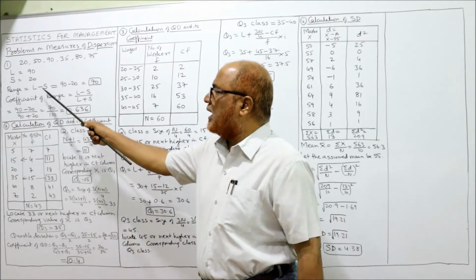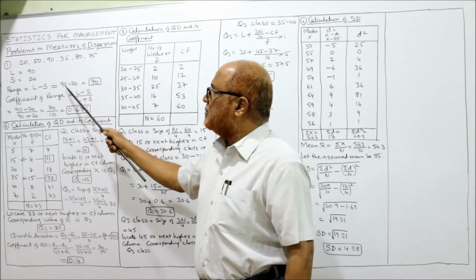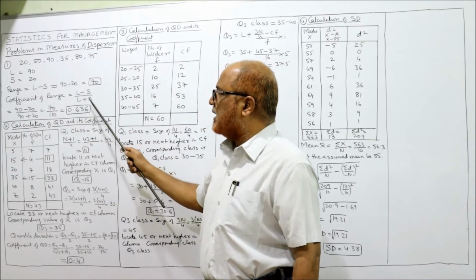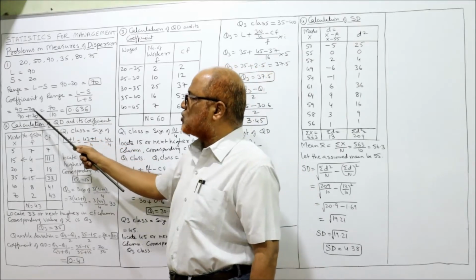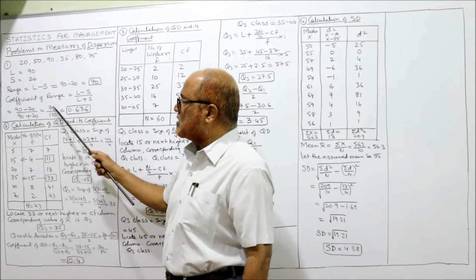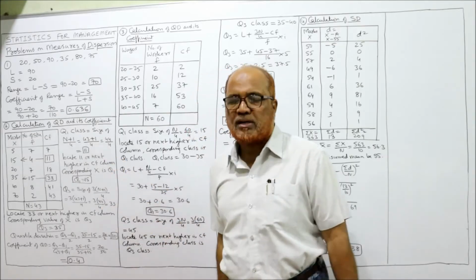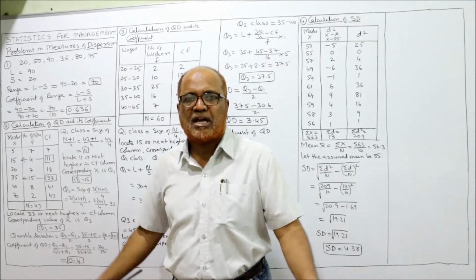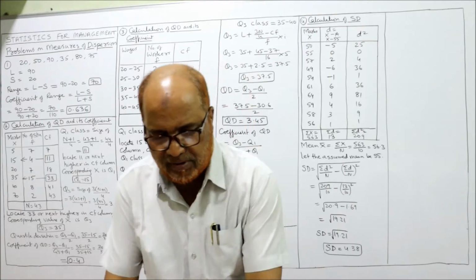The range is equal to L minus S, 90 minus 20, which is 70. Coefficient of range is L minus S by L plus S, that is 90 minus 20 by 90 plus 20. So 70 by 110, 0.636 is the coefficient of range. That's it. Now, second problem.